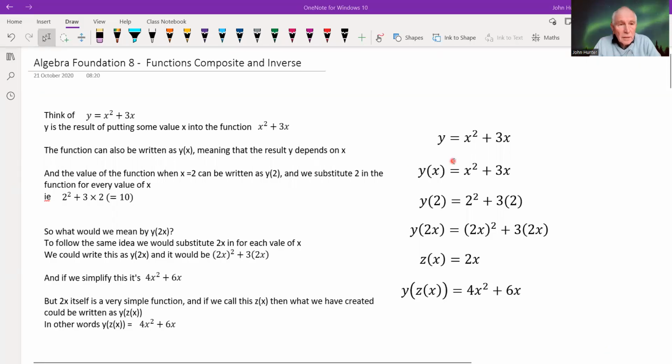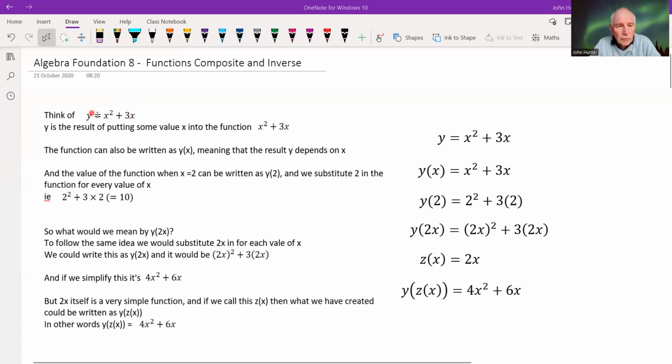Right, this is the 8th video in the Algebra Foundation section. This is on functions. We're talking about composite and inverse functions and generally function notation, something you covered at a previous level, but we're going to reprise it here and maybe just look at it in a little bit more depth. So let's first of all just think about this thing here, y equals x squared plus 3x.